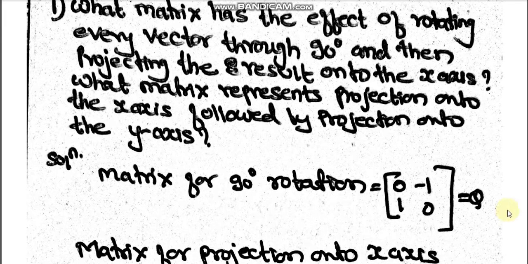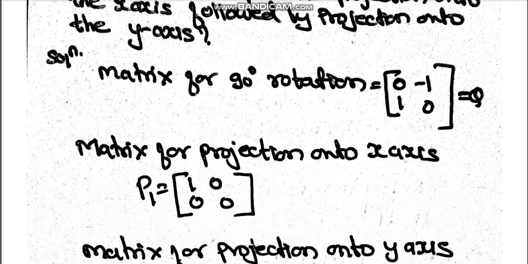So here, first term is the matrix for 90 degrees rotation. You have 0, 1 and minus 1, 0. And the matrix for projection onto the x-axis was 1, 0, 0, 0: first row 1, 0, second row 0, 0. And so you first find the vector rotated 90 degrees and then project the result onto the x-axis. So you have to write the projection first.